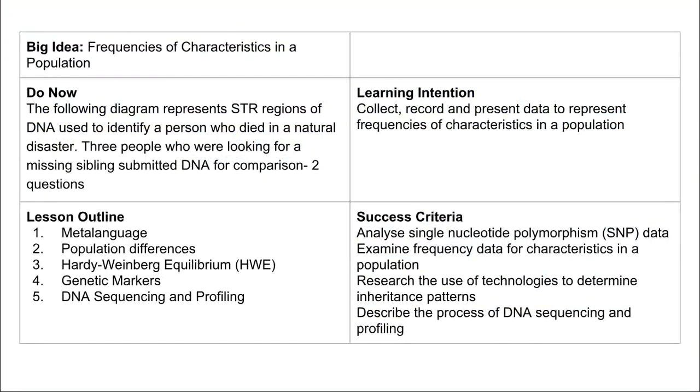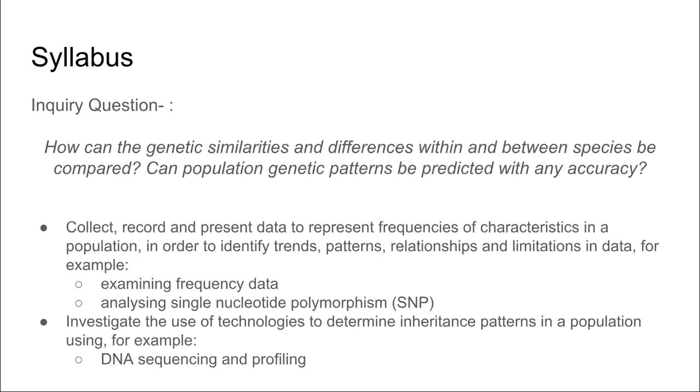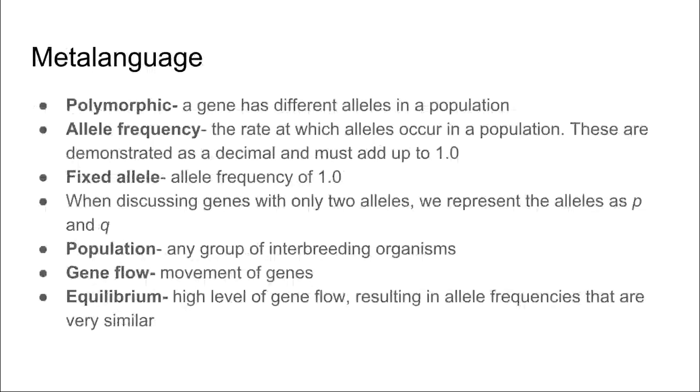In this video, we're going to be looking at frequencies of different characteristics in a population, and we're going to look at how we can measure those. By doing that, we're going to be answering the two inquiry questions listed here. How can the genetic similarities and differences within and between species be compared? And can population genetic patterns be predicted with any accuracy?